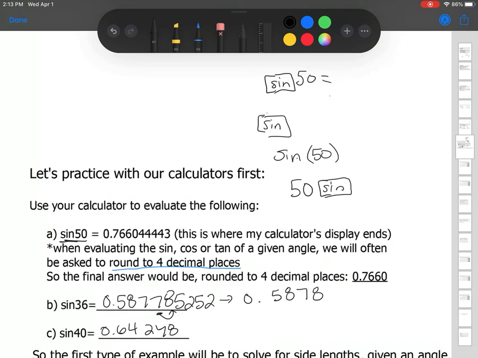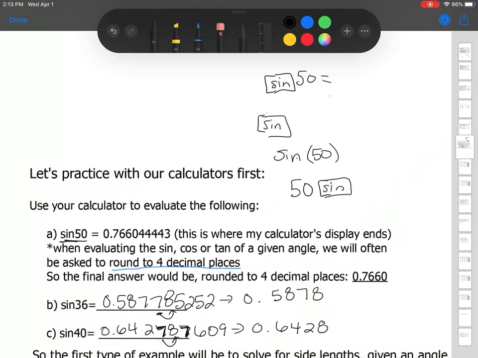when you punch it in, gives you this number here. And again, you do 4 decimal places, 0.6428. Take a look at the 7. Look next to it, it is going to be an 8.